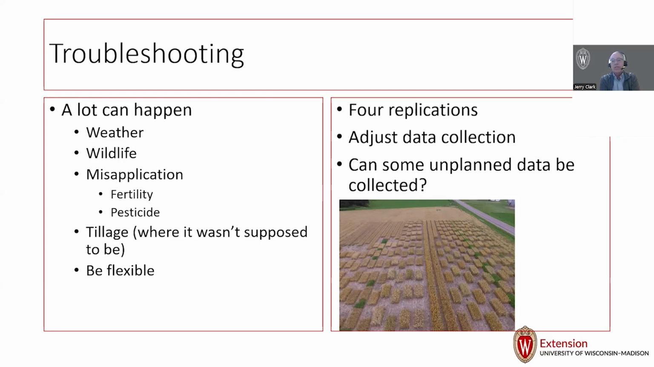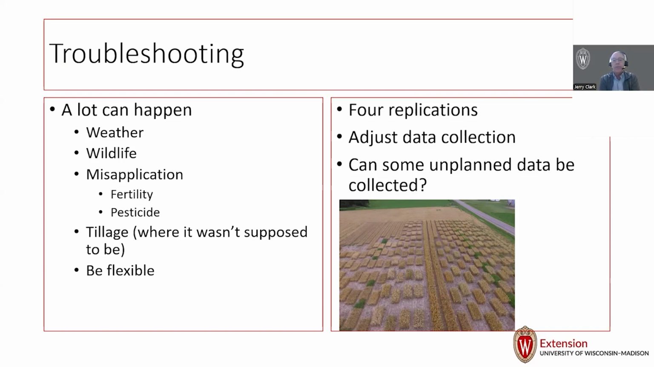You may have to adjust the data collection. We're not able to get this piece of it, but is there something else that we can gather from it? And then maybe some unplanned data can be collected. Again, think about hail damage or something like that that occurs to a plot. Can we measure something related to the weather that's happened, whether it's really wet, very dry, or if some other kind of issue has popped up?